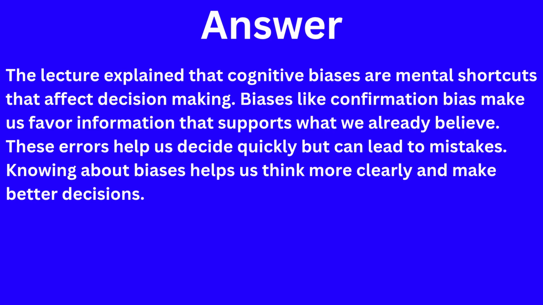The lecture explained that cognitive biases are mental shortcuts that affect decision-making. Biases like confirmation bias make us favor information that supports what we already believe. These errors help us decide quickly, but can lead to mistakes. Knowing about biases helps us think more clearly and make better decisions.